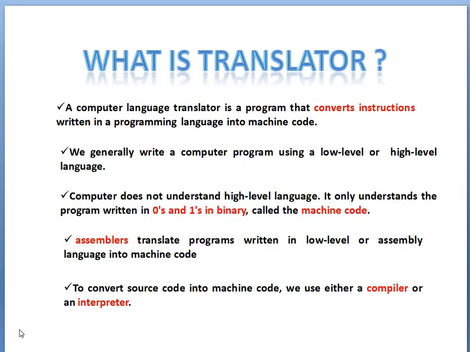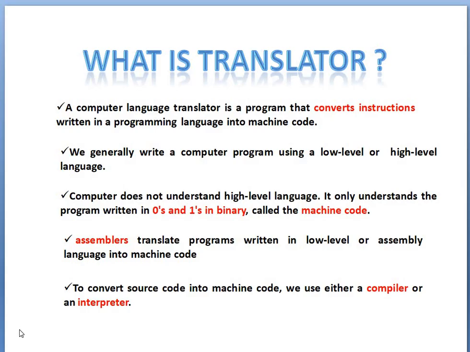When we write a computer program, we will either write it using a low level language or a high level language. But the problem is that computer does not understand either of these languages. It can only understand the machine code, that is zeros and ones. So we require a computer program which can convert or translate these instructions or source code into a machine code.